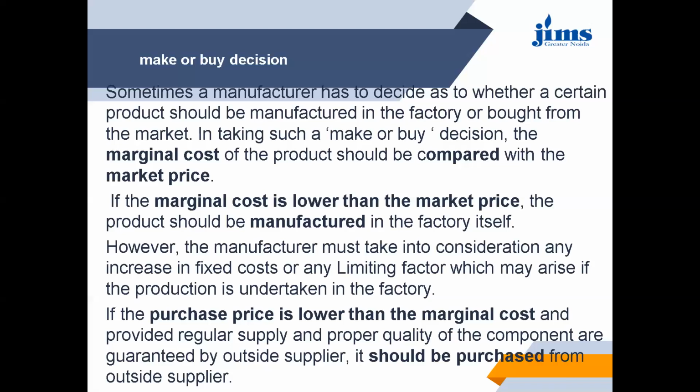So if the marginal cost of, say, a product is 10 rupees and we are getting the same product at 12 rupees, obviously it is better to manufacture the product, but again we have to consider some points. Same thing, suppose we are getting it at a lesser price from the supplier, but we also have to consider the quality of that particular product, material or component. We have to ensure that the supplier is supplying that particular product regularly. So other things should also be considered except the cost of the product.